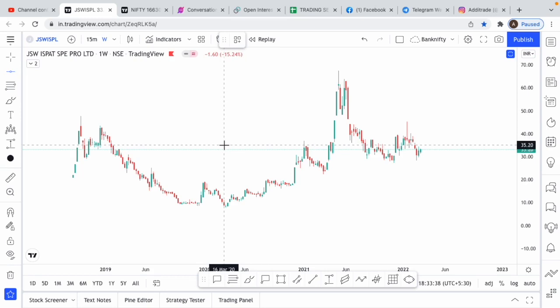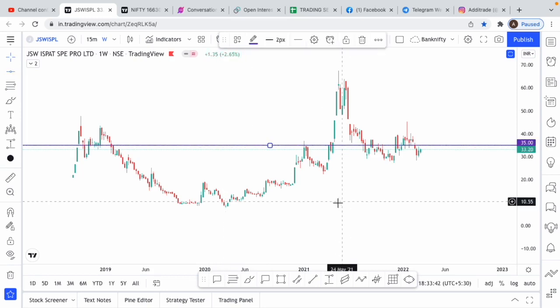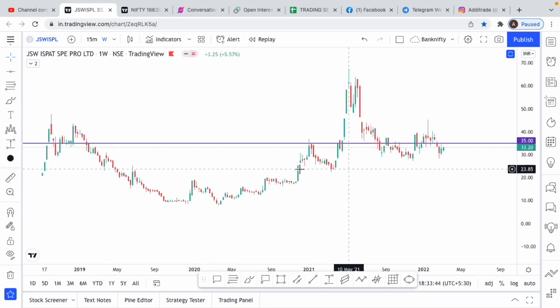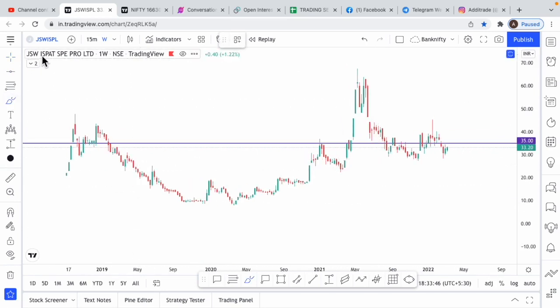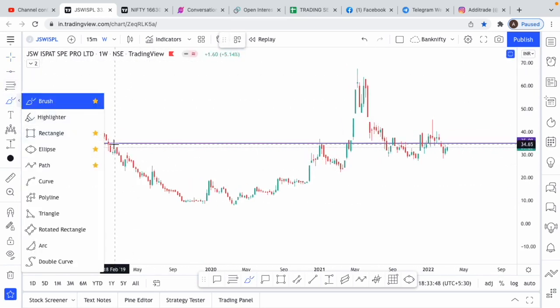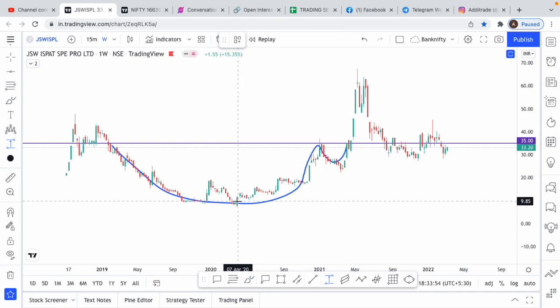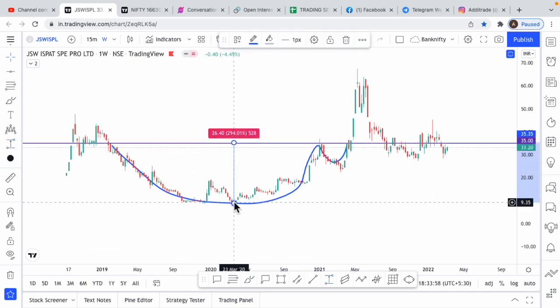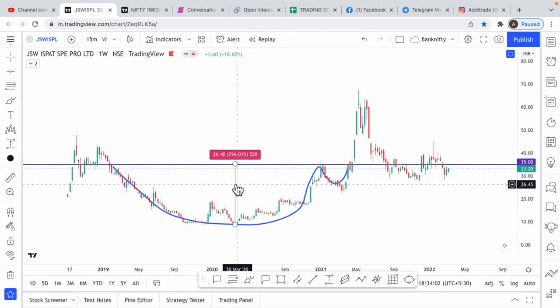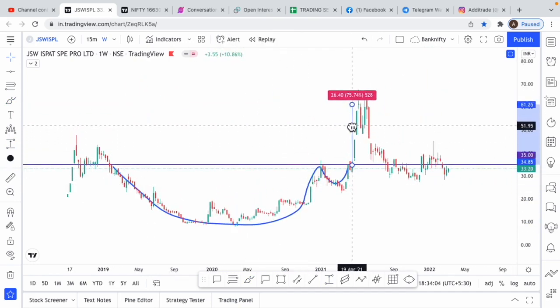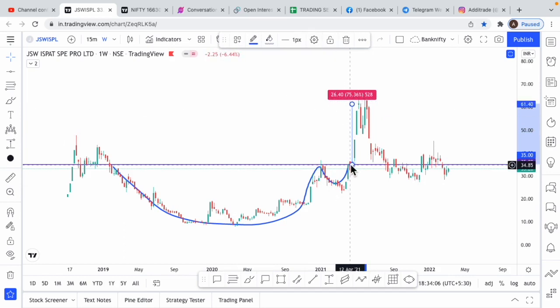It's not best seen on a daily. See, this was the cup and handle chart pattern in this JSW ISPAT. We had this nice cup and handle, and how do we find the target for this cup and handle? It is the distance between the lower bottom of this cup and this neckline. When we project it here, there was a beautiful target hit. I entered this around 40ish.